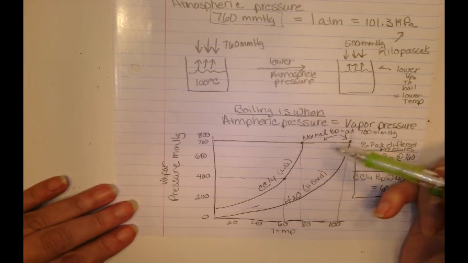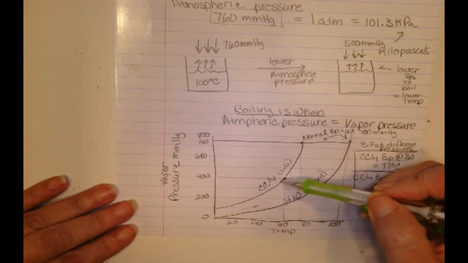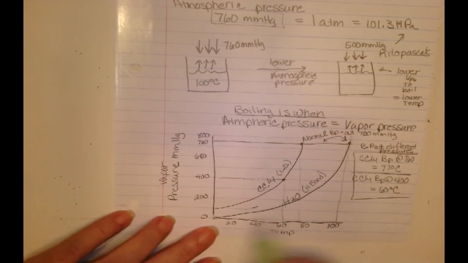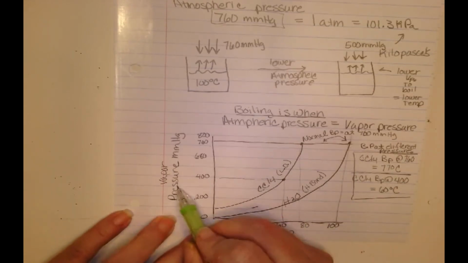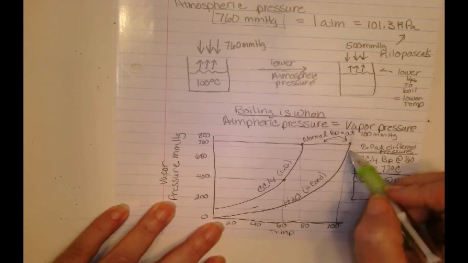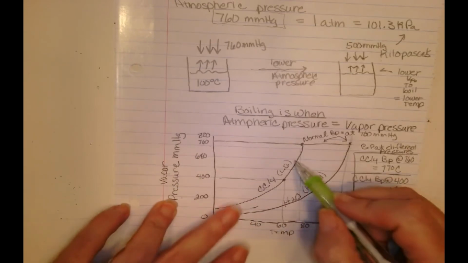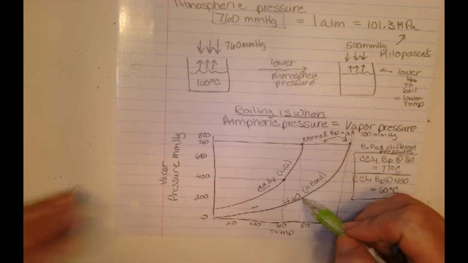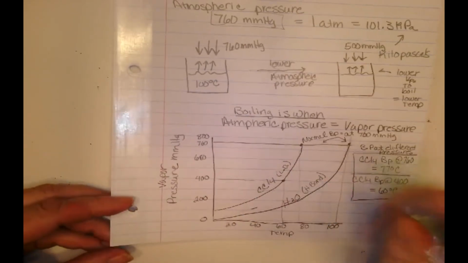So when we were just talking about carbon tetrachloride has a higher vapor pressure, here's the graph. Here's my temperature. As I increase the temperature, this is vapor pressure. My vapor pressure increases, and you can see carbon tetrachloride already has a higher vapor pressure than water. And we're going to analyze this a little bit more.